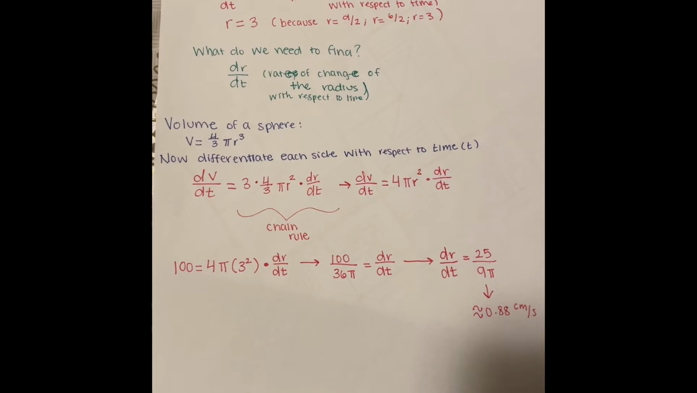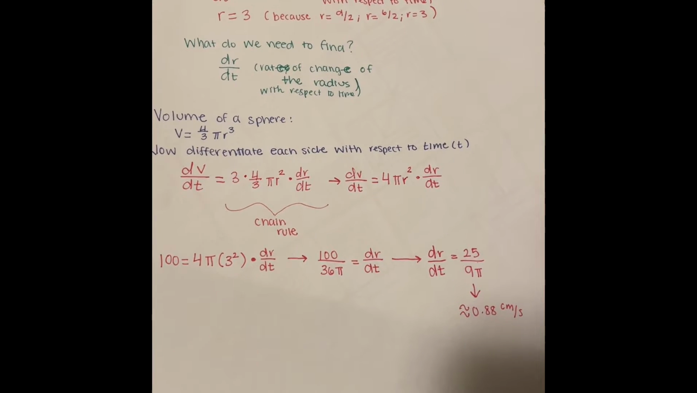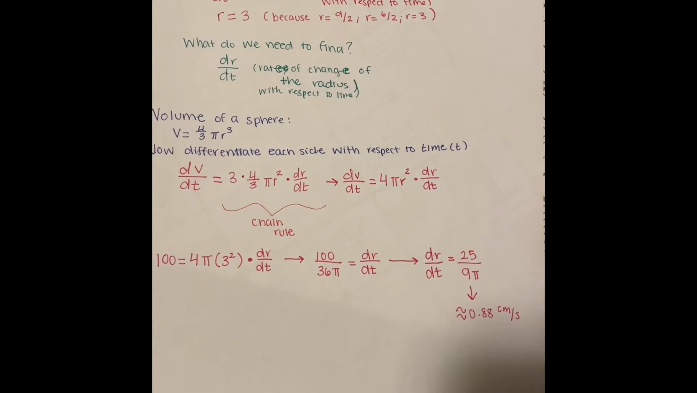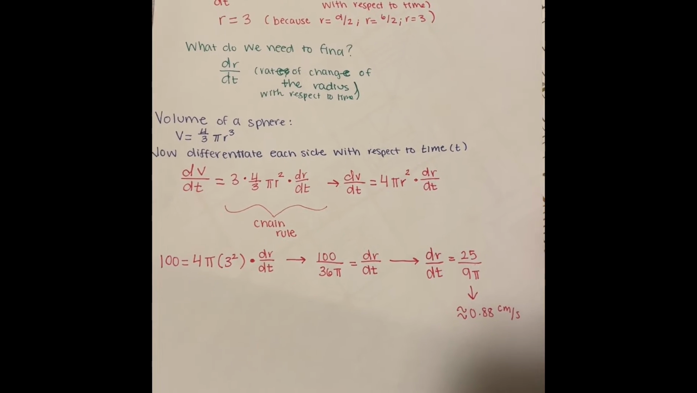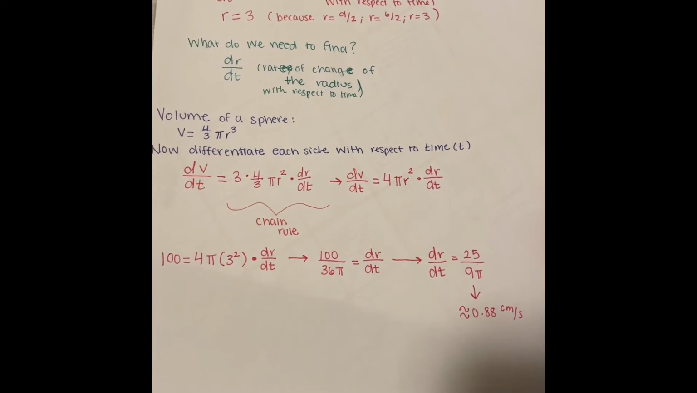Okay, so our problem is Charlotte or Sydney is filling water into a spherical balloon so that its volume increases at a rate of 10 centimeters cubed per second. How fast is the radius of the balloon increasing when the diameter is 6 centimeters?